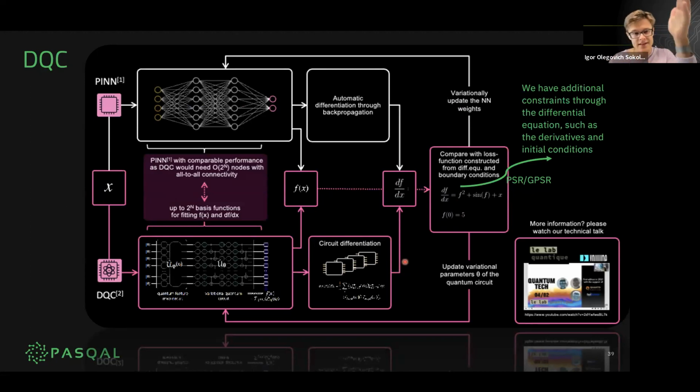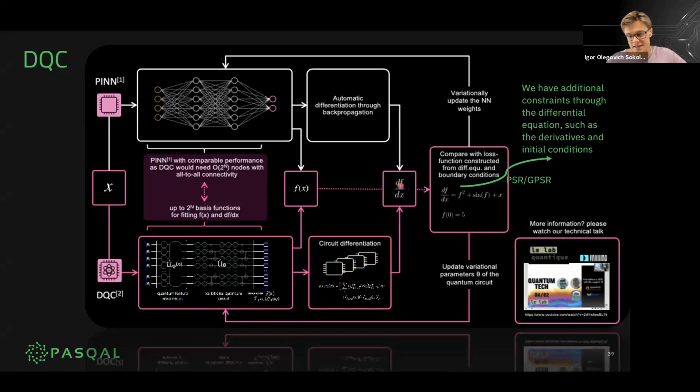Maybe you've already been shown this, but the gist of it is basically having your data. You can of course use a classical neural network or a quantum neural network, a DQC, and I will explain all the components in the following slides. If you want to find the F that satisfies your differential equation, such as here, and some boundary conditions or initial conditions, you basically get the value of F by running your QNN or your model MLP, and you do automatic differentiation, or employ the general parameter shift rule, to obtain derivatives.